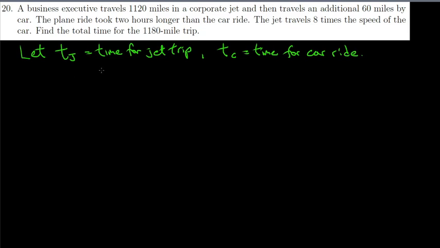We also don't know the speed of the jet. So let's just call that J. This is the average speed of the jet, close enough. And then C will be the speed of the car.